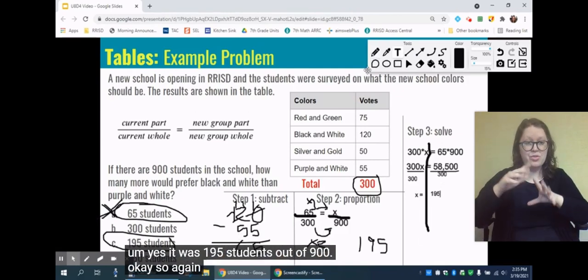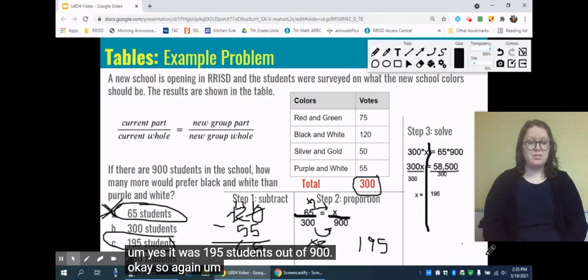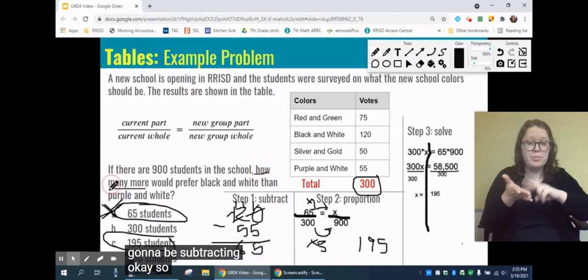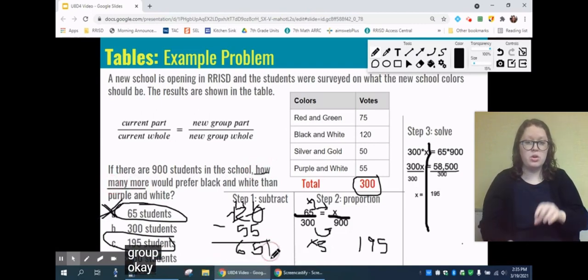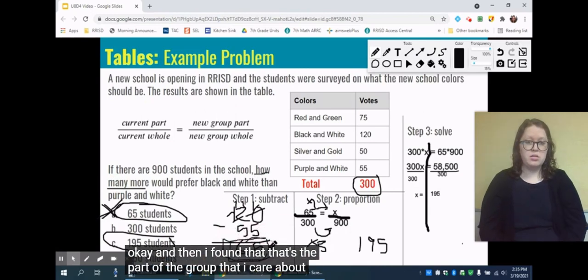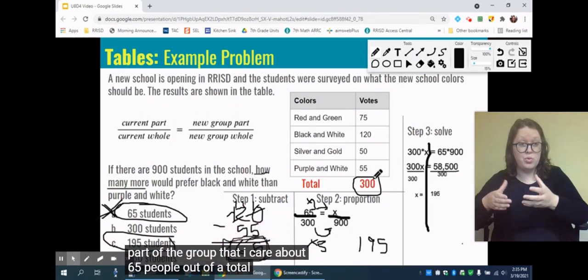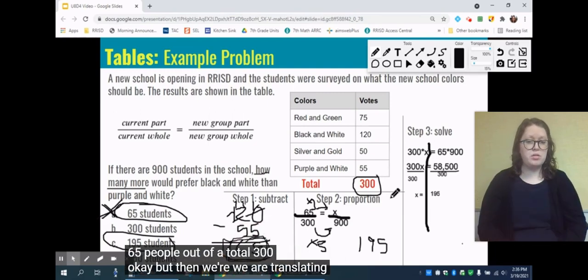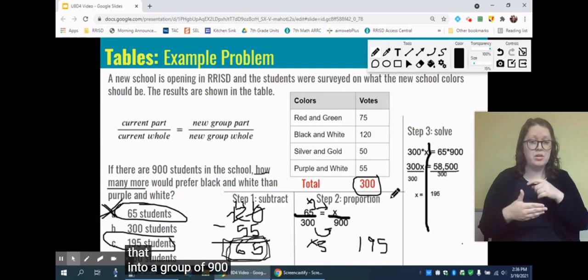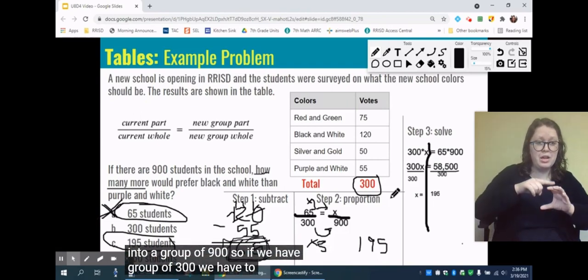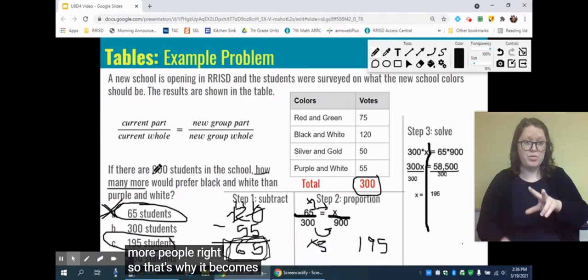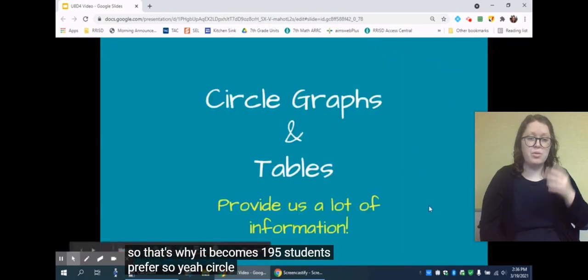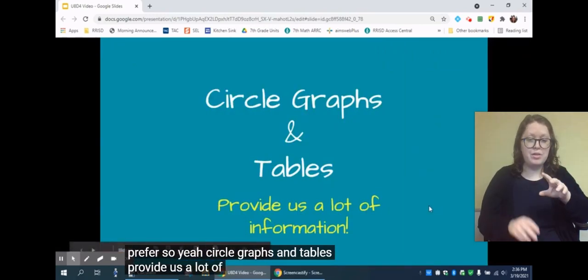So again, the how many more phrase tells me I'm going to be subtracting. So I have a group minus another group. And then I found that that's the part of the group that I care about: 65 people out of a total 300. But then we are translating that into a group of 900. So if we have a group of 300, we have to scale it up to more people. So that's why it becomes 195 students prefer. So yeah, circle graphs and tables provide us a lot of information.